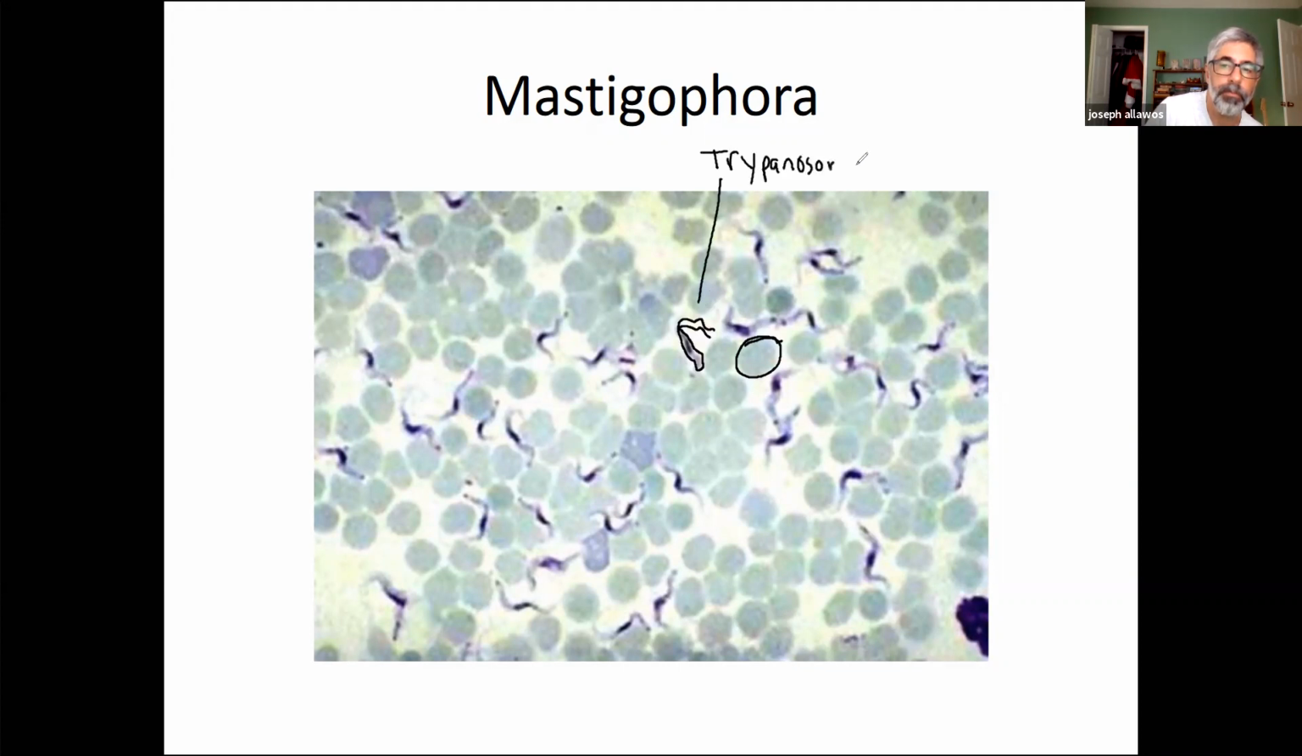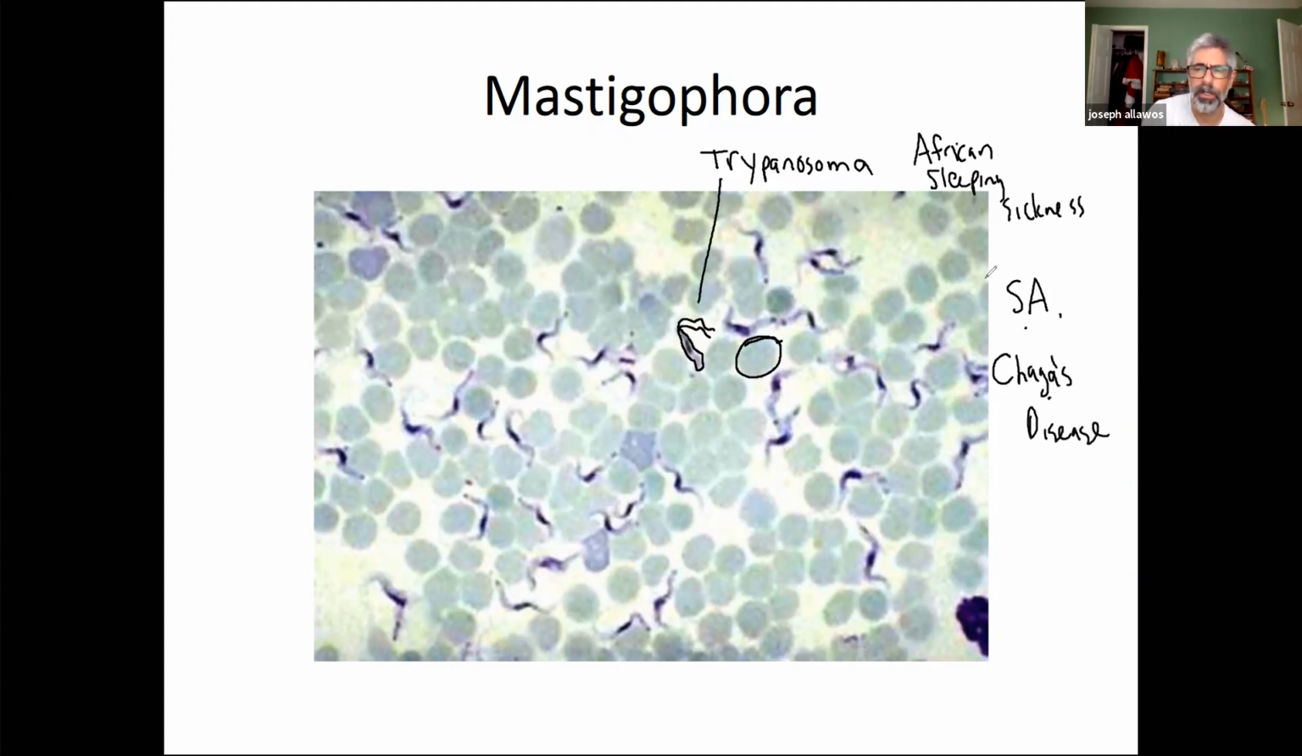And trypanosoma is the flagellate, the mastigophoran, which causes in Africa a disease called African sleeping sickness. And then in South America, a disease called Chagas disease. And so the symptoms are very similar. They would present much like malaria with very high fevers.